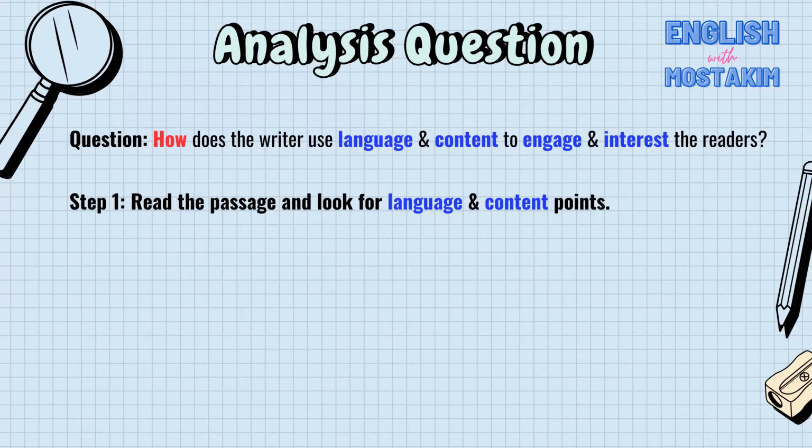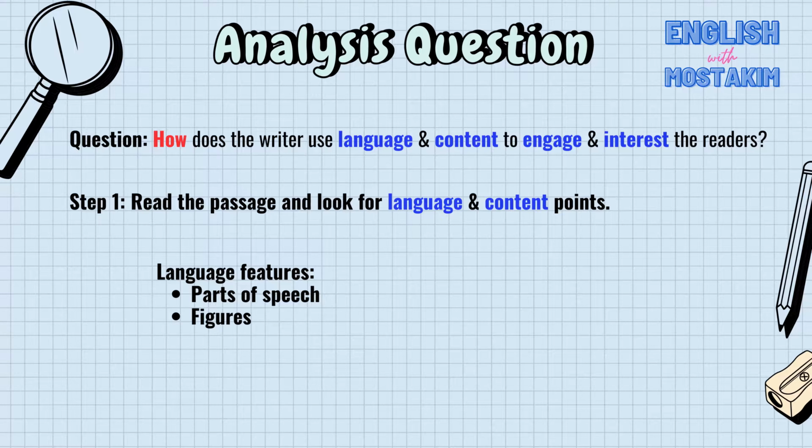Step 1. We need to read the passage and look for a set of language and content points from the text. Now, you might ask, what are language and content points? We will follow up on this in a future video. But right now, to say in brief, language points are linguistic features that are necessary to write and beautify a piece of writing. For example, parts of speech like nouns, verbs, and adjectives. A writer may use some specific kinds of nouns or verbs or other parts of speech to specify or emphasize the subject of the text.